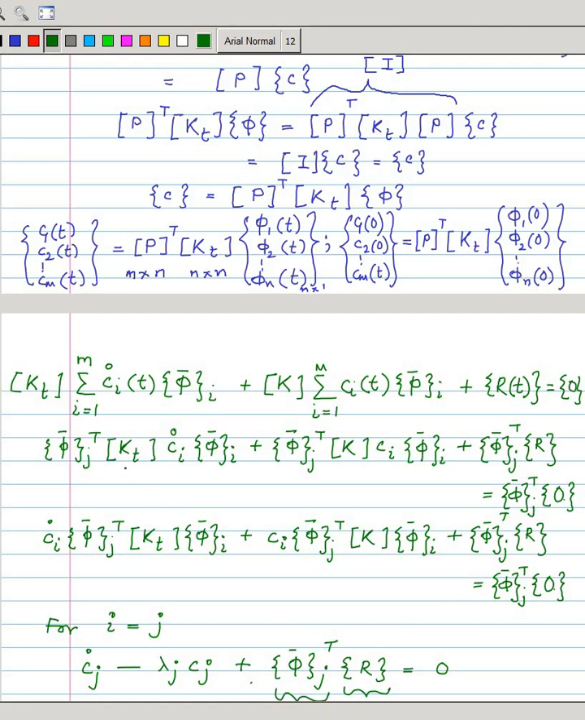So now this c is a scalar, so you can take it anywhere. So here taking it here, this c we are taking here. So if j equal to i only, then it is 1, and this is minus lambda i. When j equal to i, this is 1 and this is minus lambda i or minus lambda j. Because i equal to j, so Cj dot minus lambda j Cj plus phi j transpose r equal to 0. So now the equations have got decoupled.